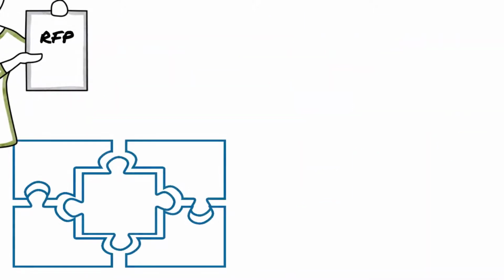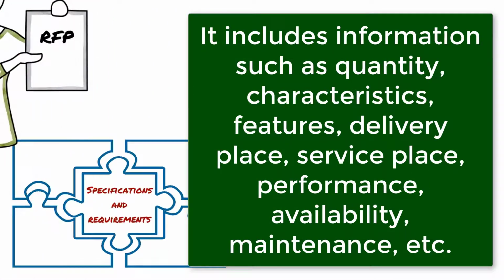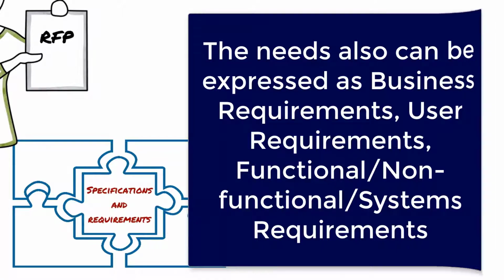The specs and requirements are the most important information in any RFP. Here, the company provides information about the characteristics of a project, product, or service that the vendors need to meet. It includes information such as quantity, characteristics, features, delivery place, service place, performance, availability, and maintenance. The needs also can be expressed as business requirements, user requirements, and functional and non-functional systems requirements.